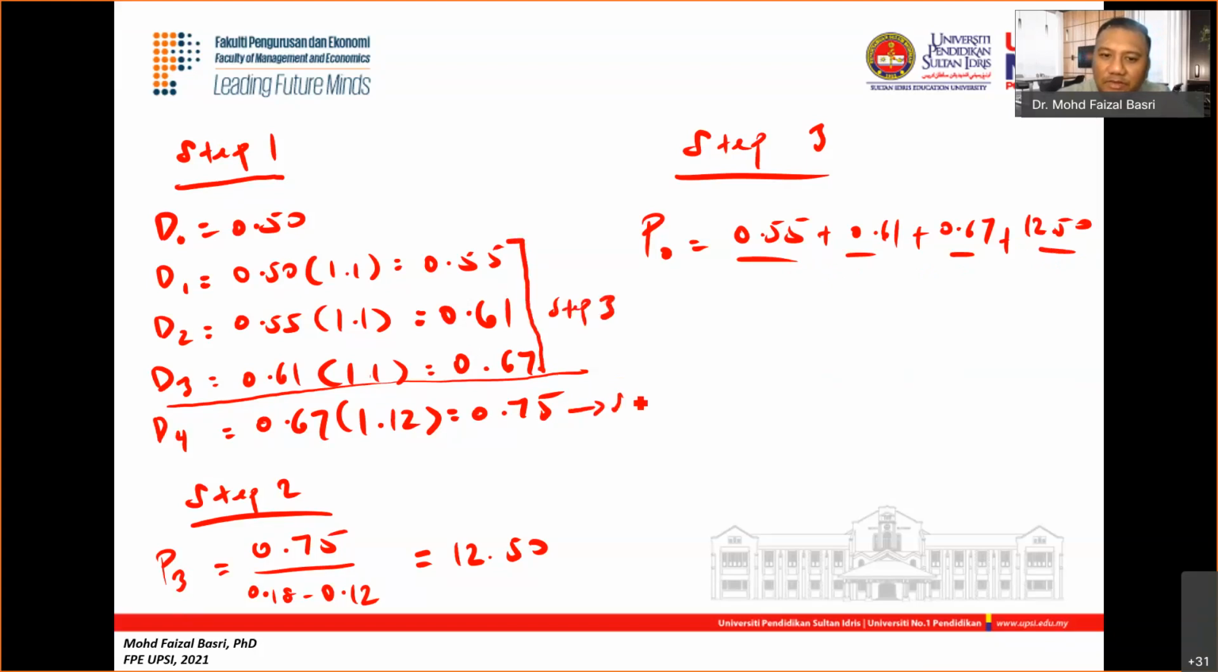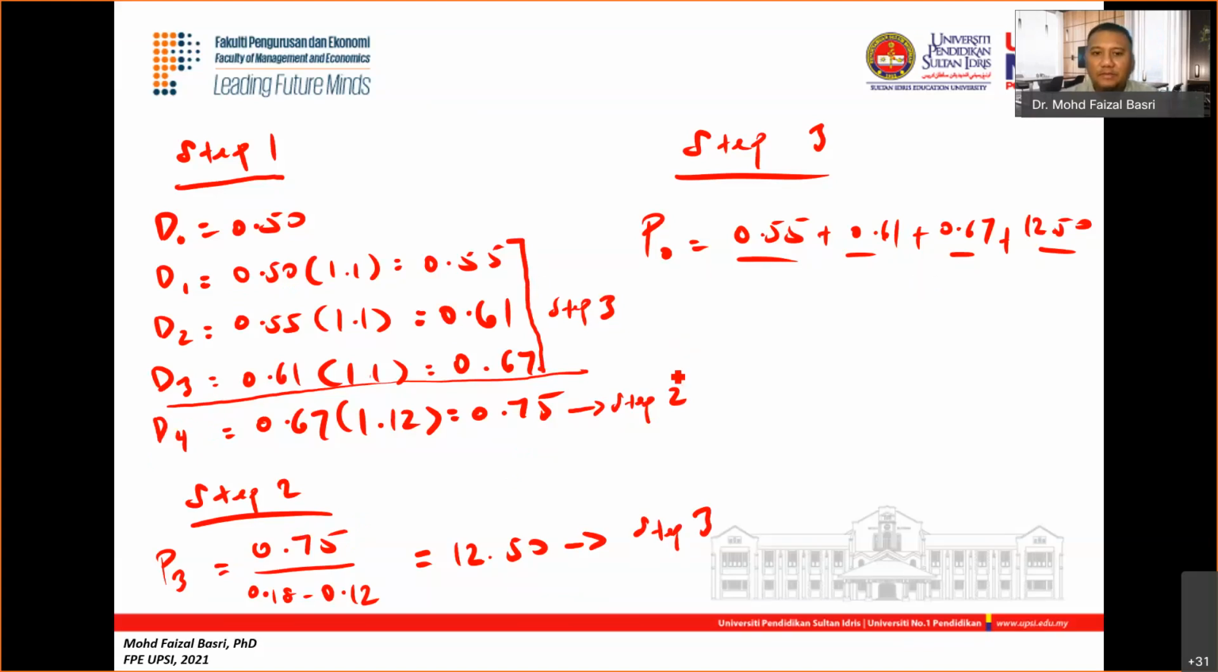And this one will be used in step 2 only. And this 1250 will be used in step 3 as well. So if you don't want to get confused, you can draw a line from step number 1. The final one, we're going to use only for step 2. The rest from D1 to D3, we're going to use in step 3.